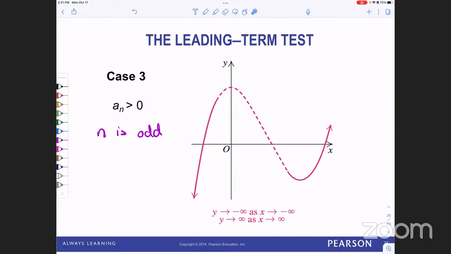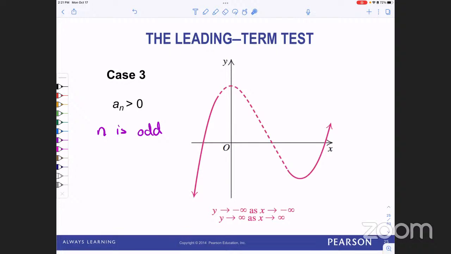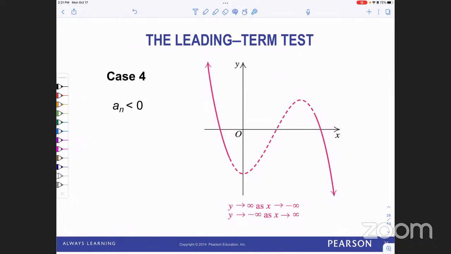And then the final one, the leading coefficient is negative, but n is still odd. So a negative leading coefficient means we go down to the right, and then because the degree of the polynomial is odd, that means the other side does the opposite. So we're going to go up to the left, right? So those were the 4 cases with the leading term test.